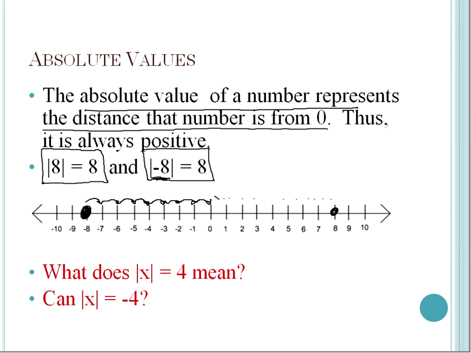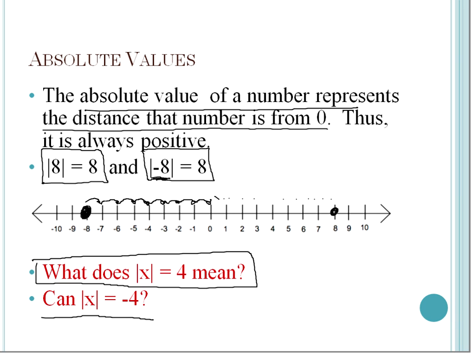So it's that distance. So I want you to think to yourself two critical questions. Using this interpretation, what does the absolute value of x mean? And could we ever get the absolute value of something equal to a negative number?